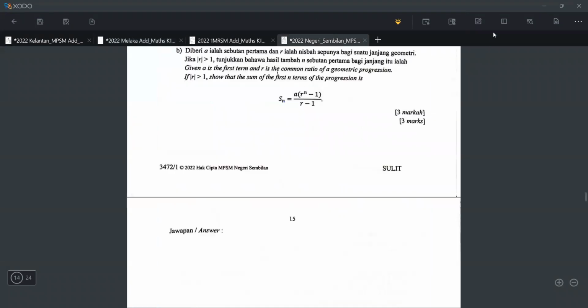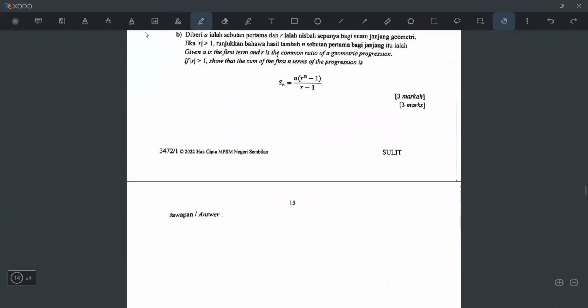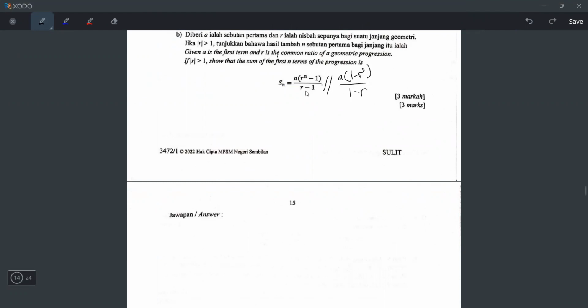But the Negeri Sembilan question asks us to show it for geometric. That's why you see the Sn formula is a times r power n minus 1 over r minus 1. But we learn in our syllabus there's also another version, which is 1 minus r power n over 1 minus r, right? So what they want now is to show this one. So the method will be different from the Malacca one. The method to show will be different. So I will show you how.